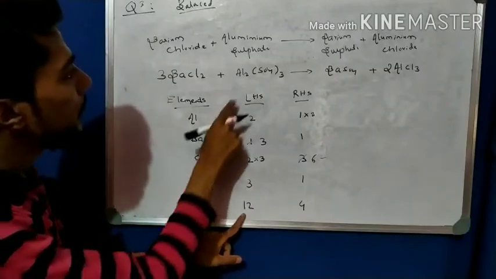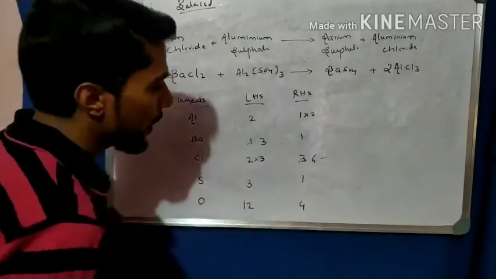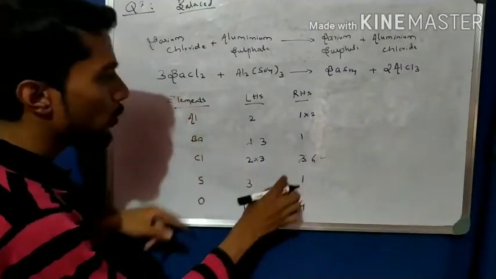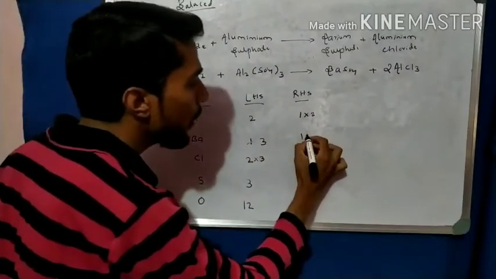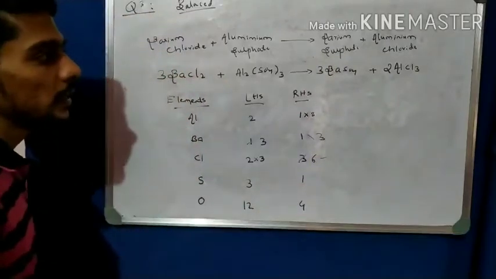O is here 4. It is 3 into 4, 12, and here 4. It is correct. Okay, now we have to balance Ba. So Ba is 3 here. We make it 3, which means we multiply with the 3. So here multiply with the 3. Right? So now check.